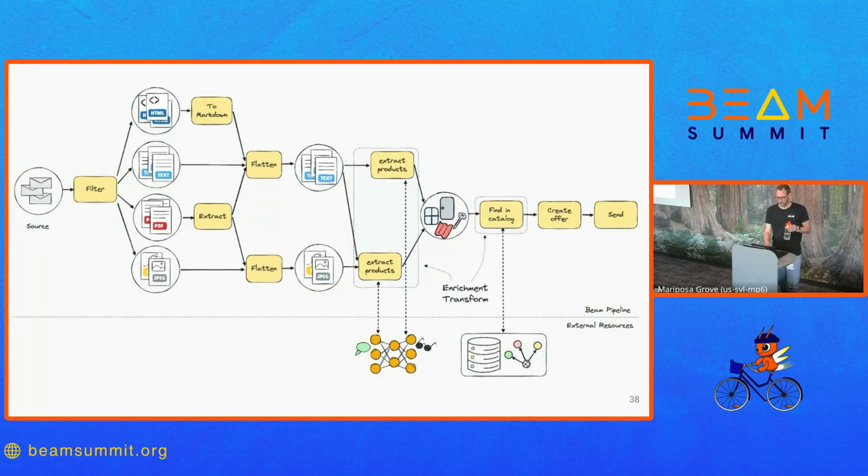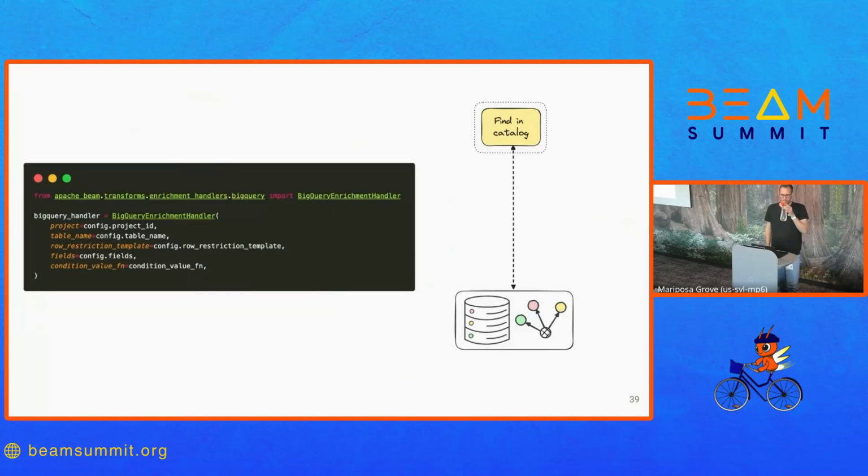Now let's start simpler though with the find in catalog. To make it simple, for this I use just BigQuery. So my product catalog is already in BigQuery. Might not be the very best database solution for this use case, but it enables me to just reuse the already existing BigQuery enrichment handler that I can then use as my enrichment transform. I just need to instantiate it by providing, for example, the project and some table name, some information about which columns I actually want to extract, as well as how I can identify the rows that I also want to extract.